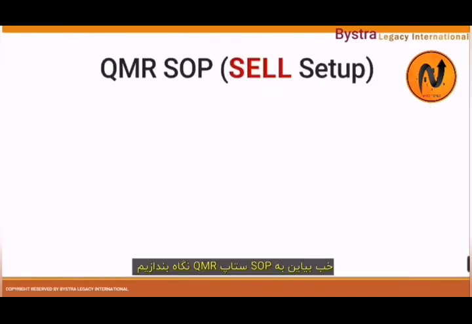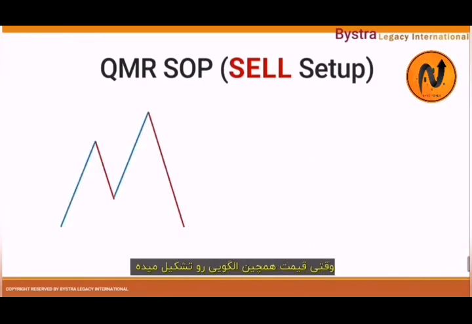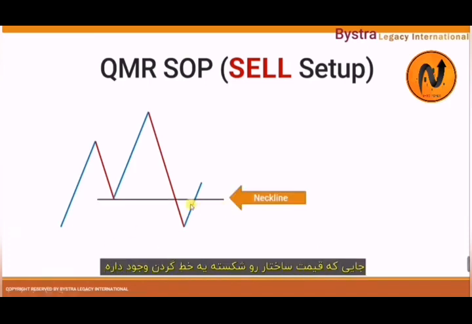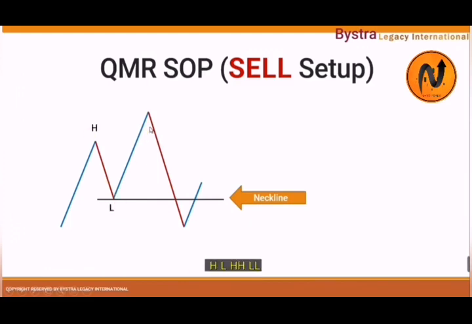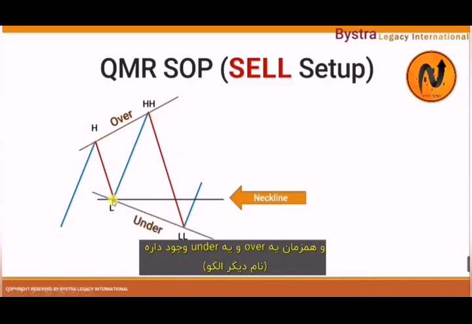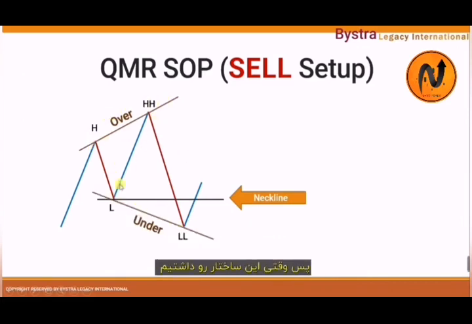So let's look at the SOP for the QMR. This is for a sell setup as price is doing its pattern. Once there is this kind of pattern, as we can see here, there's a neckline where price has broken the structure. Let's mark the structure: high, low, high, and lower low. At the same time, there's an over and under. When we have this structure, this is what we call a QM about to be.